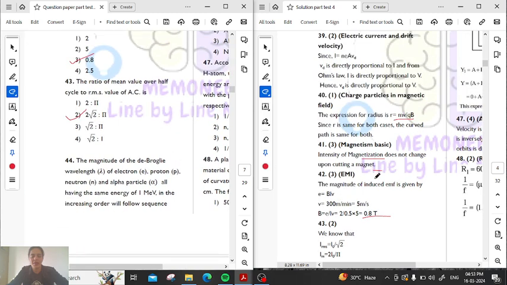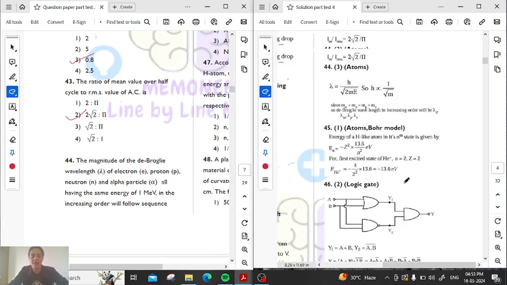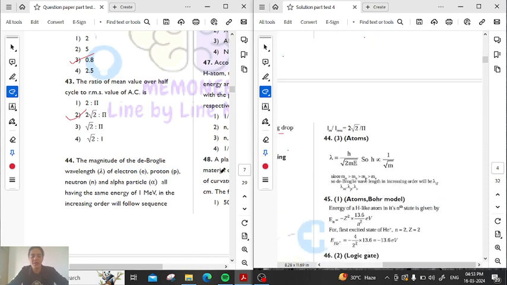Next question, 44th question. Okay, so 44th question is magnitude of the de Broglie wavelength lambda of electron E, proton P, neutron N, alpha particle alpha, all having the same energy of 1 MeV in the increasing order we follow sequence.